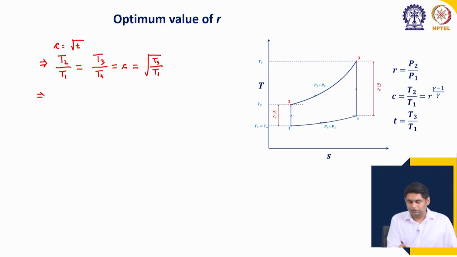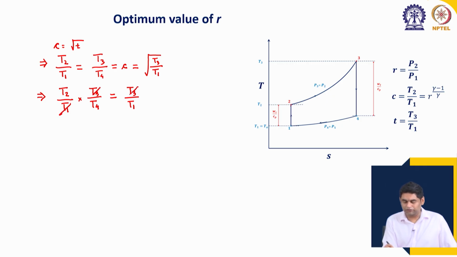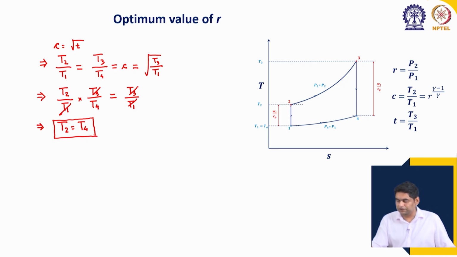So, from this now, if we multiply T 2 by T 1 with T 3 by T 4, so C into C. So, this should be equal to square of root T, so which is T, which is equal to T 3 by T 1. So, T 1 and T 3 get cancelled from both the sides, and we are left with a very nice expression T 2 equal to T 4. Okay. So, for maximum work output, the temperature at the exit of the compressor, this temperature T 2 should be equal to the exhaust gas temperature at the exit of the turbine. If these two are at the same temperature, how will we get them at the same temperature? By varying the compressor pressure ratio.